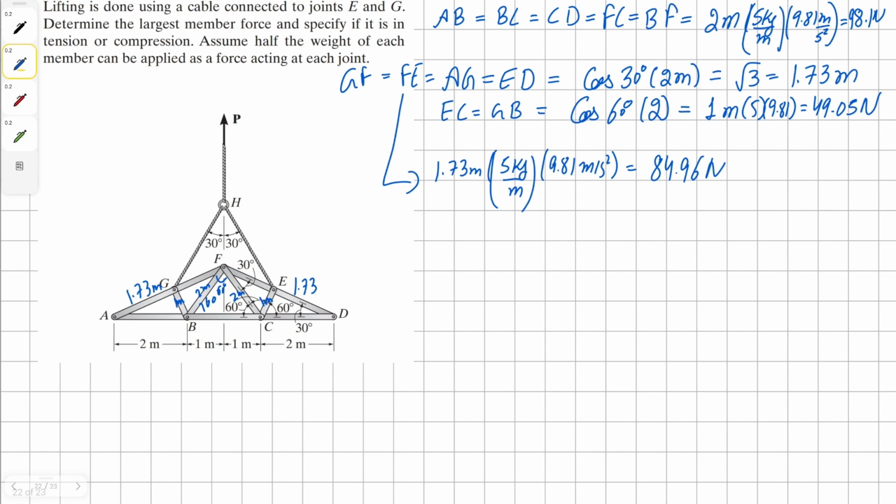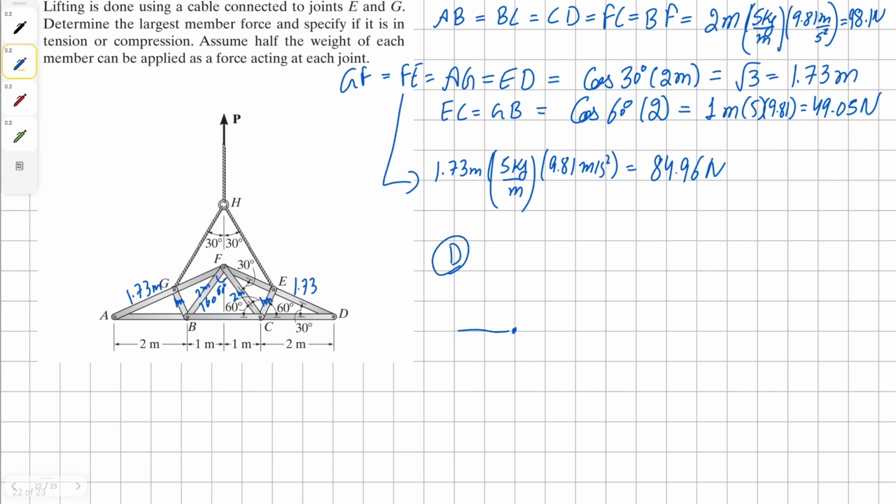And another thing we have to remember here is that we have been told that half the weight of each member will be applied at each joint. So let's start with joint D. Let's draw its free body diagram.